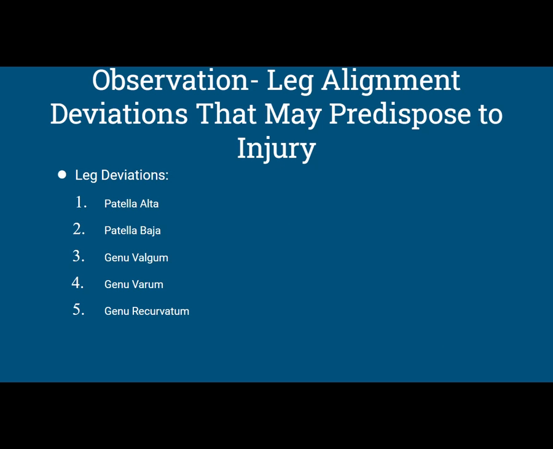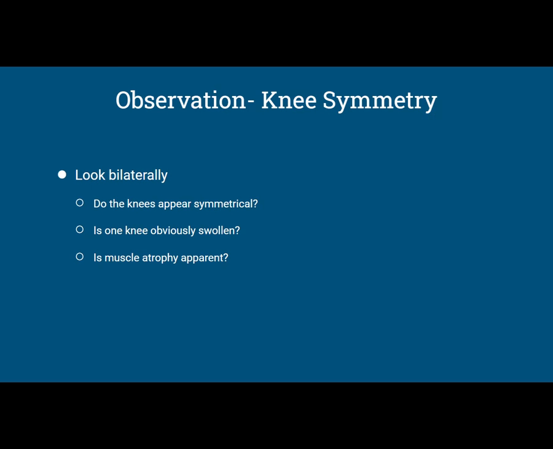We also want to look at leg alignment. Leg alignment deviations can predispose athletes to injury. These are patella alta, patella baja, genu valgum, genu varum, genu recurvatum. Remember, patella is the kneecap, so patella alta. What's alta? High. Patella baja, low. Then genu valgum, genu varum. Remember, we talked about varus and valgus. That's when your knees are knock-kneed or bow-legged. And genu recurvatum is when your knees are bent straight back. Do they look the same bilaterally? Are they symmetrical? Is one swollen? Is there atrophy present?